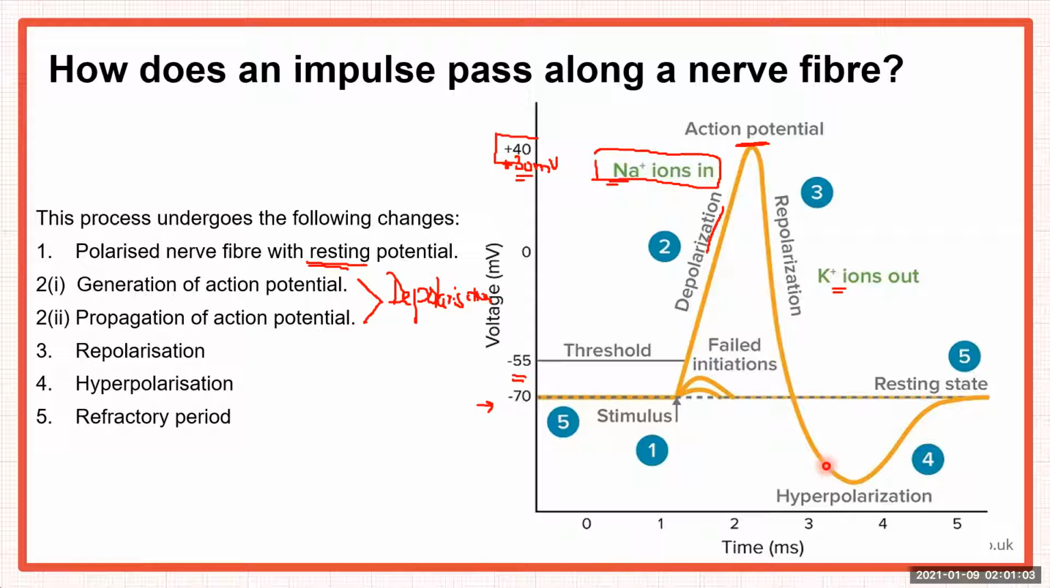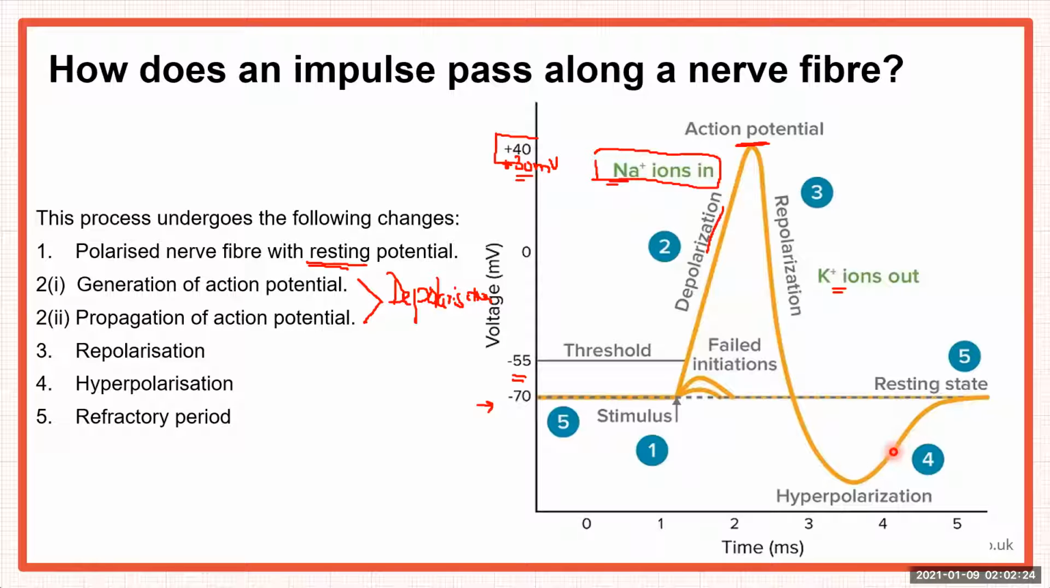Until this time, the sodium channels are kept tightly shut. More potassium ions go out during this phase. This is the phase that we call hyperpolarization, because more positive ions have gone out and the inside of the cell has become more negative. This is the phase which we call hyperpolarization.